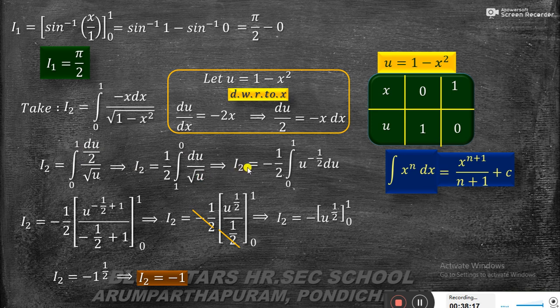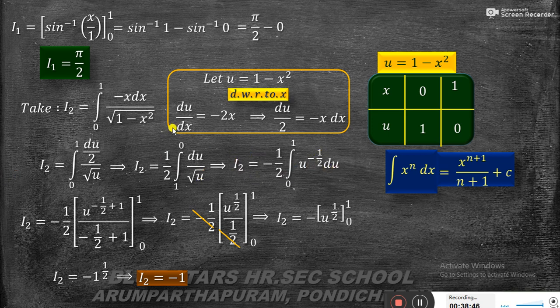Next, I2 equals minus. But I need the limits 0 to 1, not 1 to 0, so I interchange the limits. When I interchange the interval, we take the minus sign. So minus 1 by 2 integral from 0 to 1 du by square root of u, which I write as u power minus 1 by 2 into du.